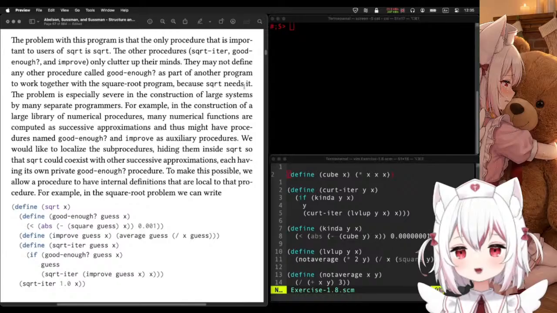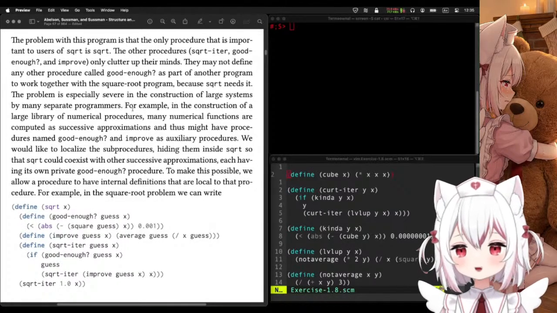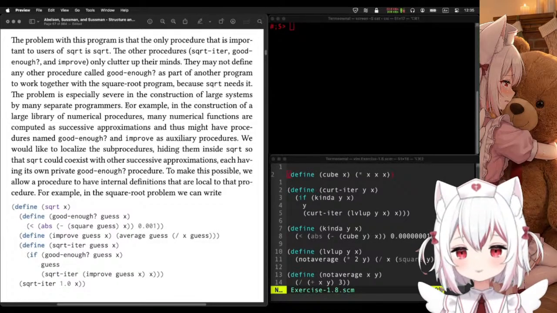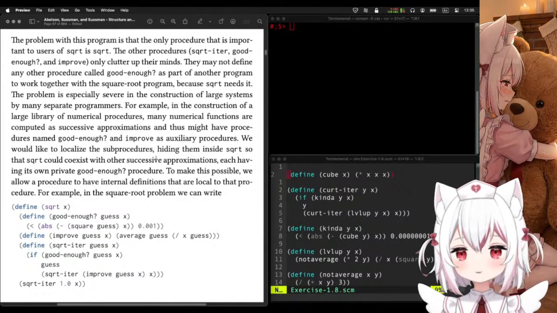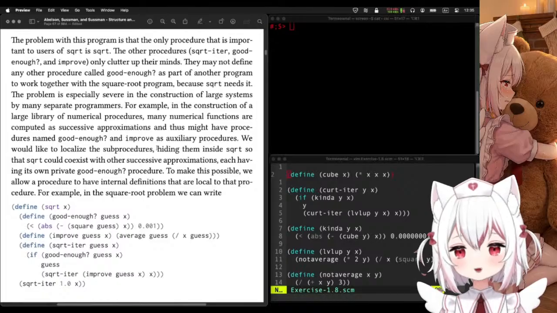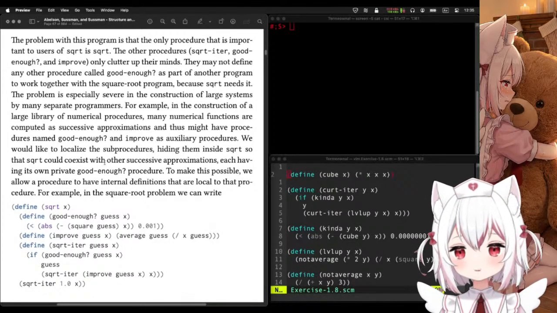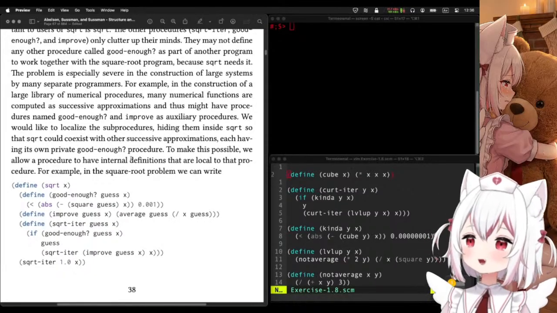The problem is especially severe in the construction of large systems by many separate programmers. For example, in the construction of a large library of numerical procedures, many numerical functions are computed as successive approximations and thus might have procedures named good enough and improve as auxiliary procedures. We would like to localize the sub-procedures, hiding them inside square root so that square root could coexist with other successive approximations, each having its own private good enough procedure. That makes a lot of sense.